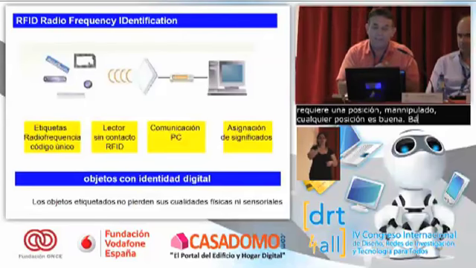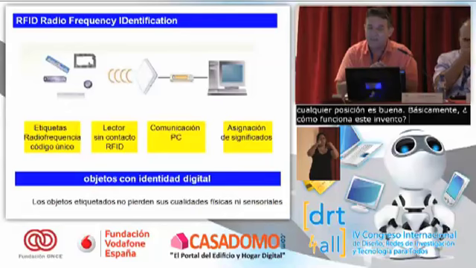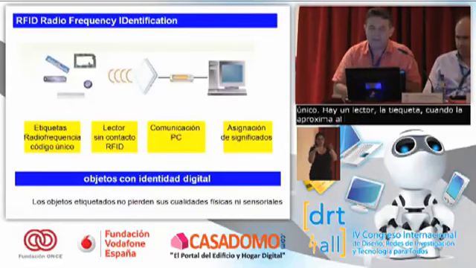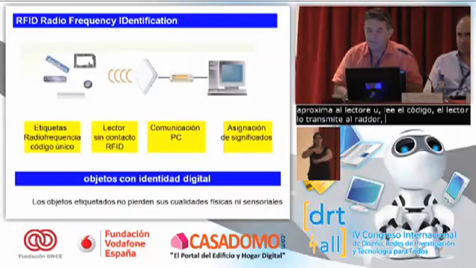So how does this work? Well, we have certain labels or tags. They have a single code, a unique code. There is a reader. When you bring it close to the reader, it reads it, transmits it to the PC, and then in the PC you give it whatever meaning you want.